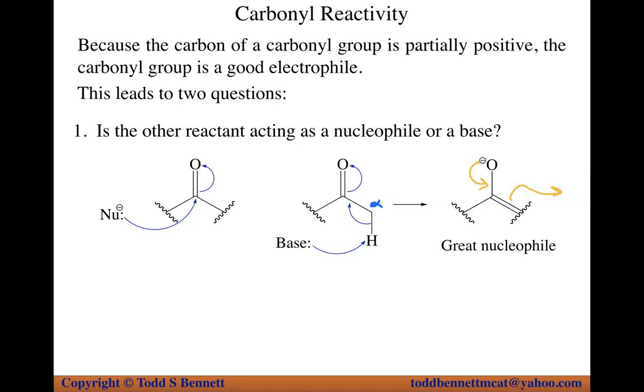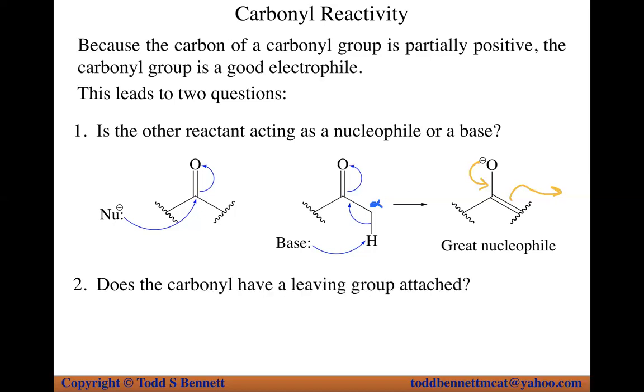So you can end up replacing that H with some other electrophile, and we'll go into detail on exactly what that is. The second question, so the first question is, what is it reacting with? Is it an acid-base reaction, or is it a nucleophile-electrophile reaction? And then is there a leaving group? Because if there is a leaving group, then it's going to substitute. It's going to form a tetrahedral intermediate. That O minus is going to kick back in and kick out the leaving group, and you will have substituted the nucleophile for the leaving group.